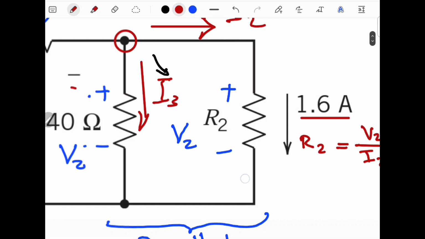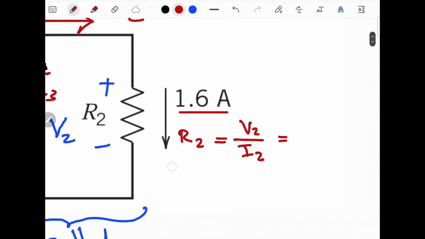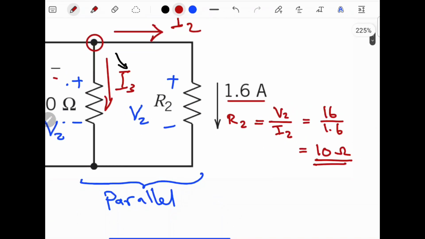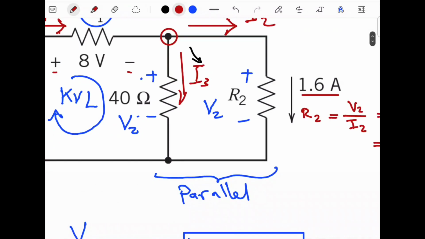So we know that V2 is equal to 16 volt divided by 1.6 ampere, and the answer will be equal to 10 ohm. Now we were able to calculate R2.